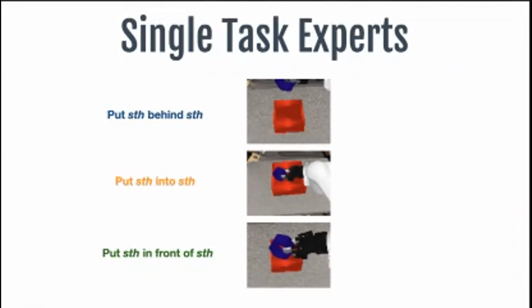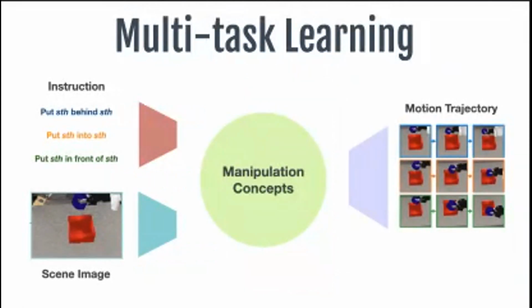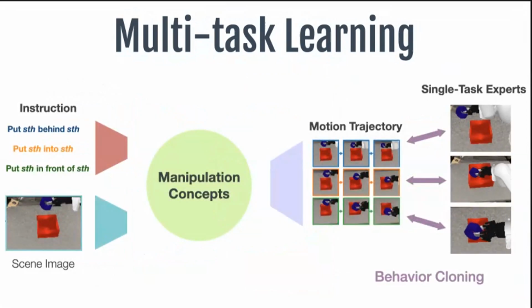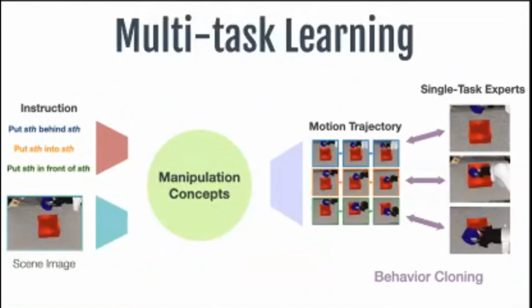But what we wanted in the beginning is a multitask learning framework where we have one policy that can take in these instructions and output the correct motion. And the way we do that is we train this multitask policy by running behavior cloning on the previously learned single task expert trajectories. And the result is a unified model that can take in various task instructions and scene images as input and output trajectories for 78 different tasks.